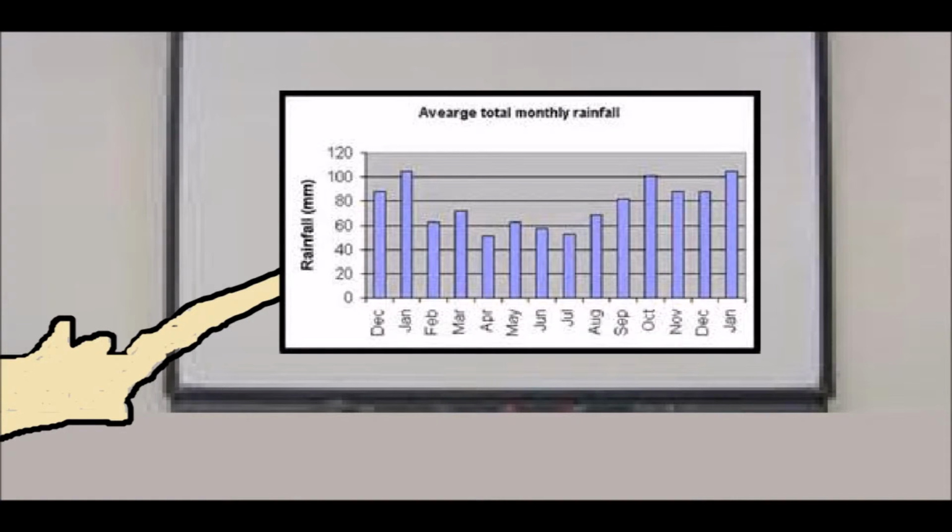And here is a graph that shows the average rainfall. As you can see, January has the most rain, about 120 millimeters, and April has the least amount of rain, at 50 millimeters over the month.